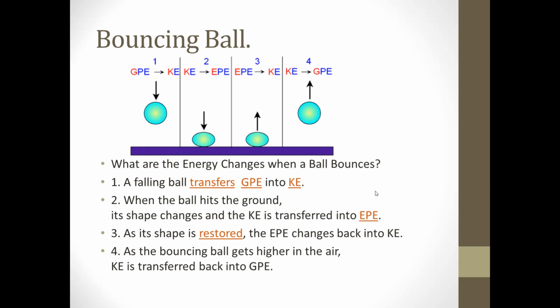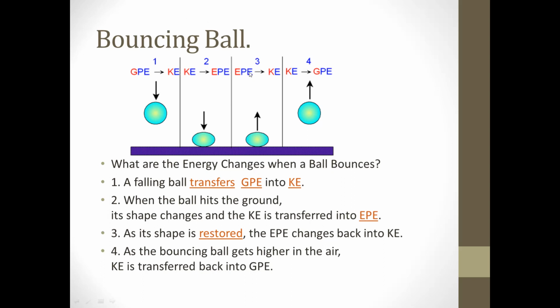Okay. When the ball hits the ground, which is step two, its shape changes and the kinetic energy is transferred into elastic potential energy. So when the ball hits the ground, look at the shape change. Compare the two shapes. The shape of the ball changed. So it stored elastic potential energy. So the kinetic energy is transferred or converted into elastic potential energy.